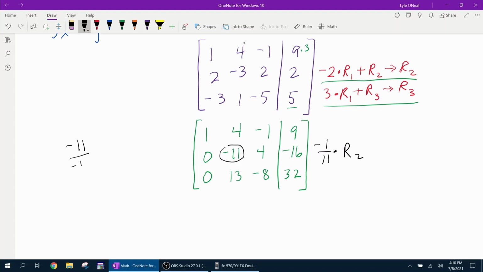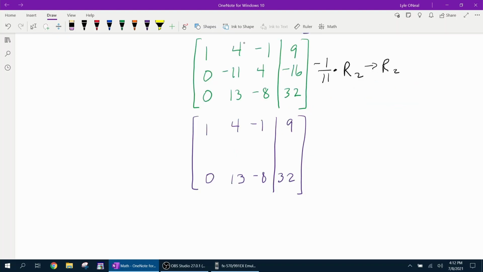-11 divided by -11 would give me a 1. But in order to write it as multiplication, instead of dividing by -11, you would multiply by -1/11. And those 11s would cancel and give you +1. That will produce a new row 2, and that is the only row operation I'm going to do in this step. All right, here we go.